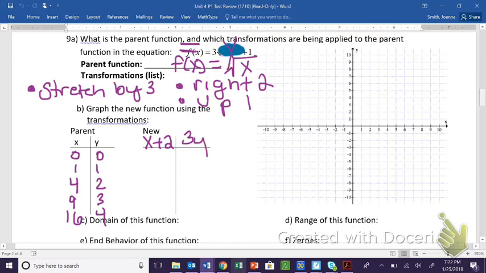So 3y, and then I add that 1, okay? 3 times y plus 1. That's how you can kind of see what's happening to that y, okay?